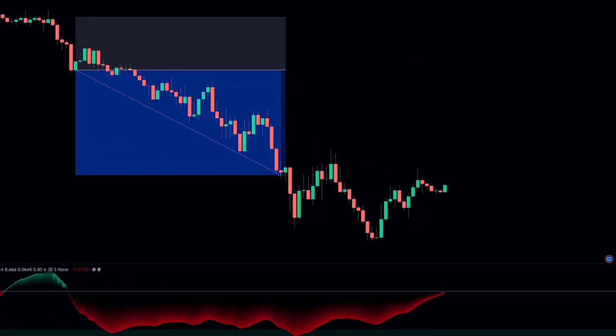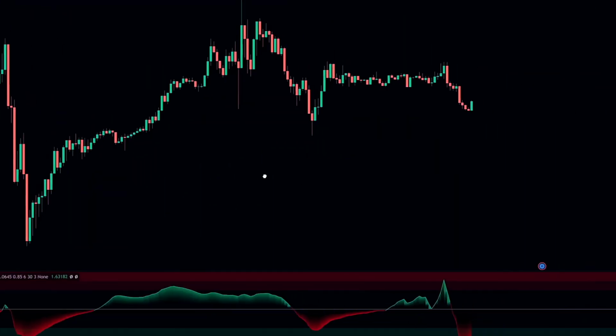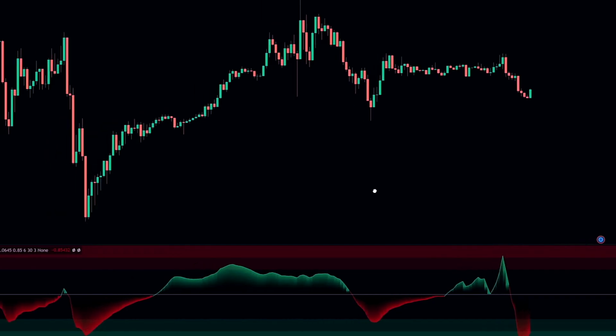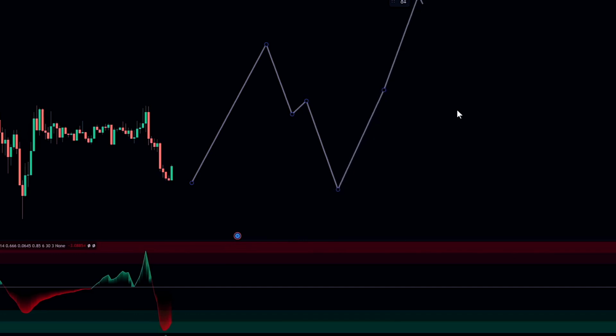But let's move on to the second approach you can use with this indicator. The second way to trade this indicator is by using it for a mean reversion strategy. Mean reversion basically means that price has a natural tendency to snap back towards its average. So, when the market stretches too high, it often comes back down, and when it drops too low, it usually rebounds upward. In practice, this means you're looking to buy when the market is oversold and sell when it's overbought.